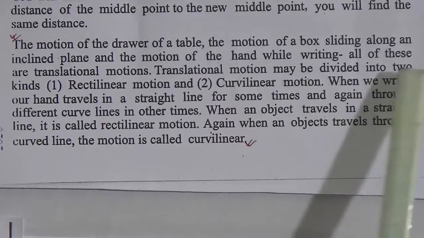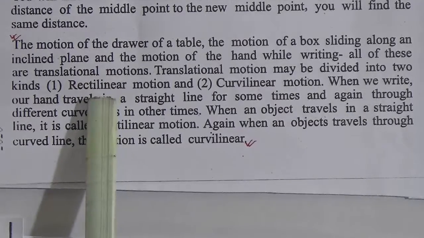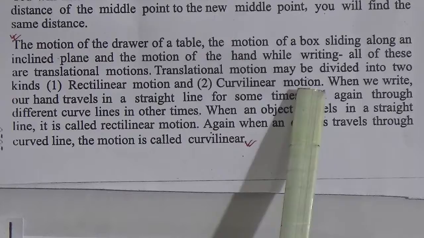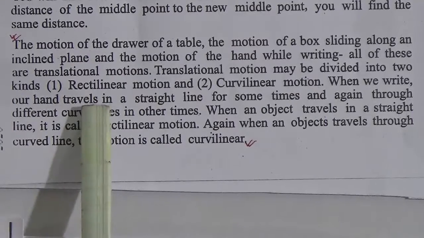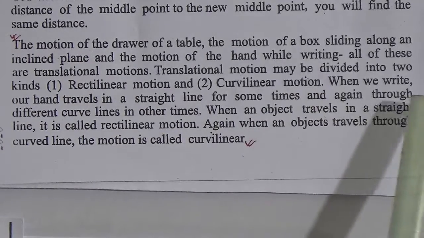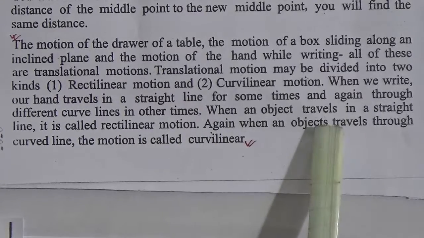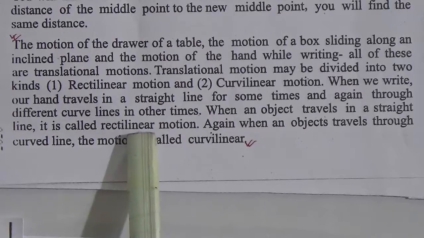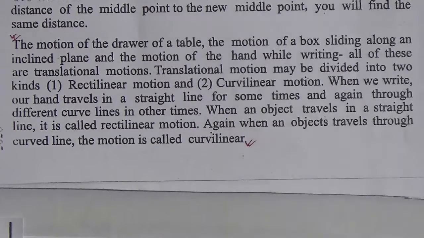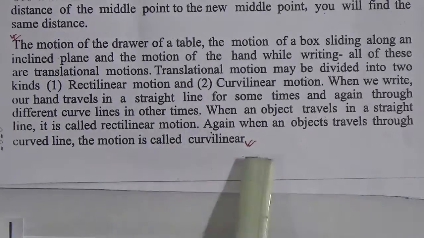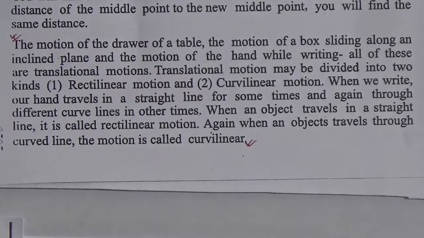Translational motions may be divided into two kinds: rectilinear motions and curvilinear motions. When we write, our hand travels in a straight line for some time and again through different curved lines at other times. When an object travels in a straight line, it is called rectilinear motion, and when an object travels through a curved line, the motion is called curvilinear motion. So when we write straight, it is called rectilinear motion, and when we write a curved line, it is called curvilinear motion.